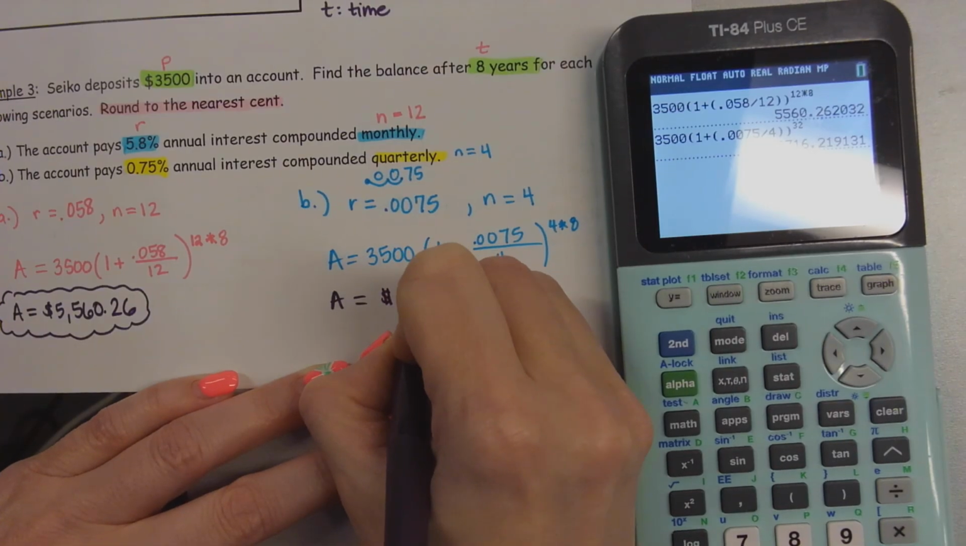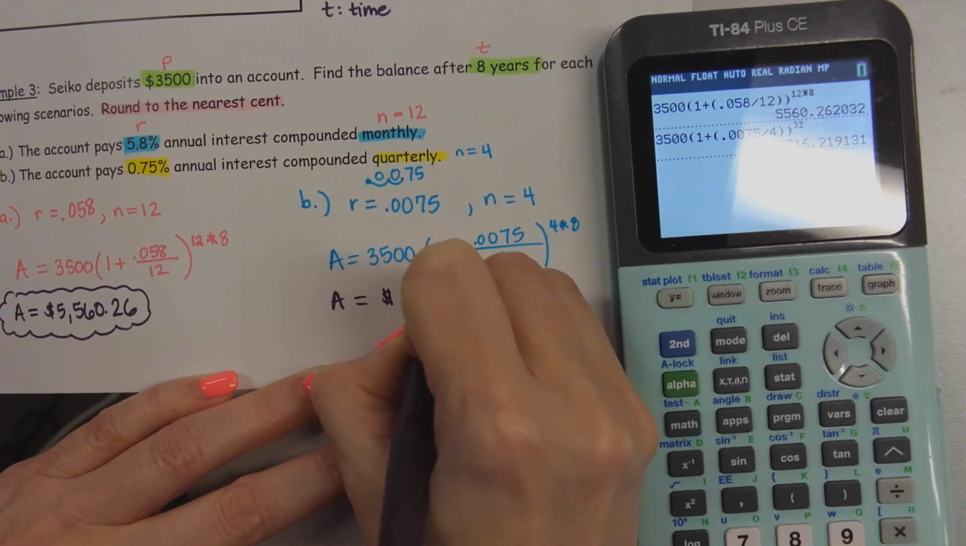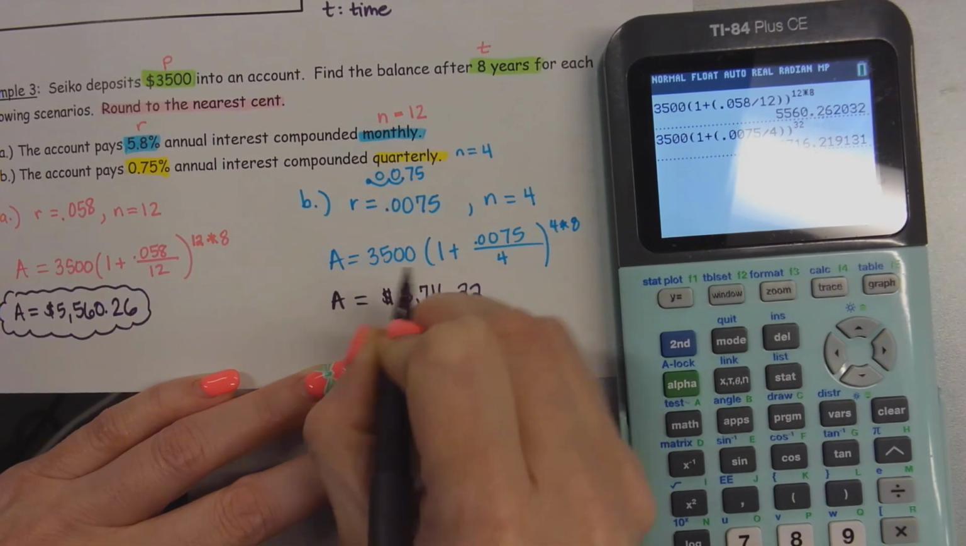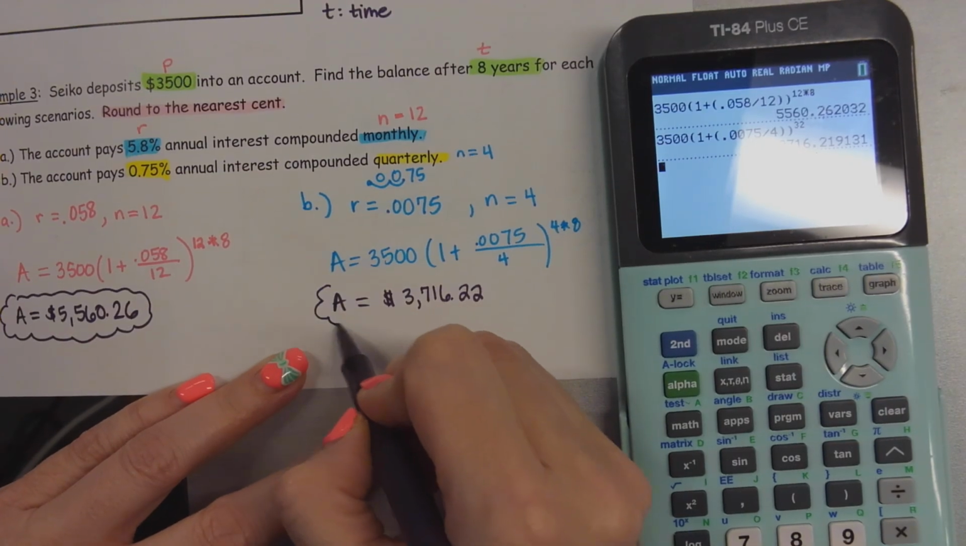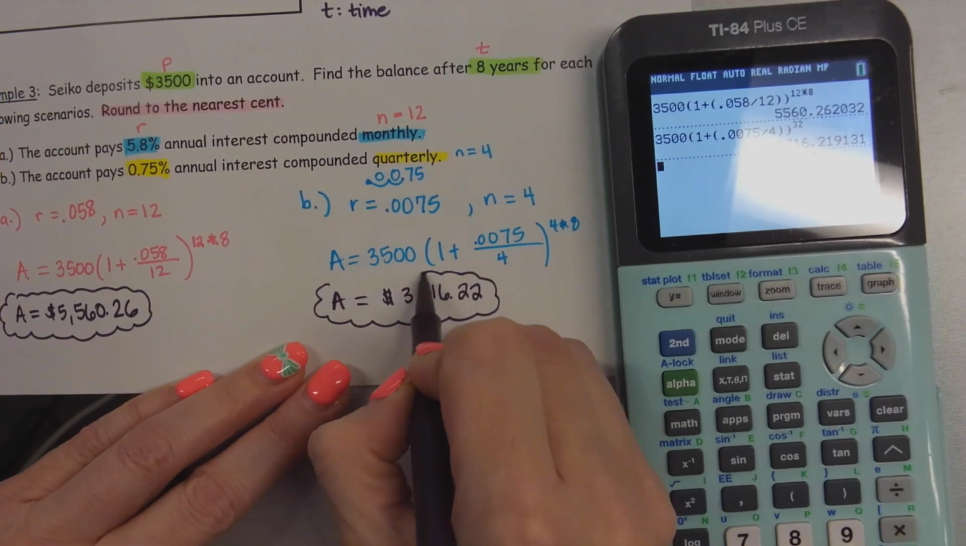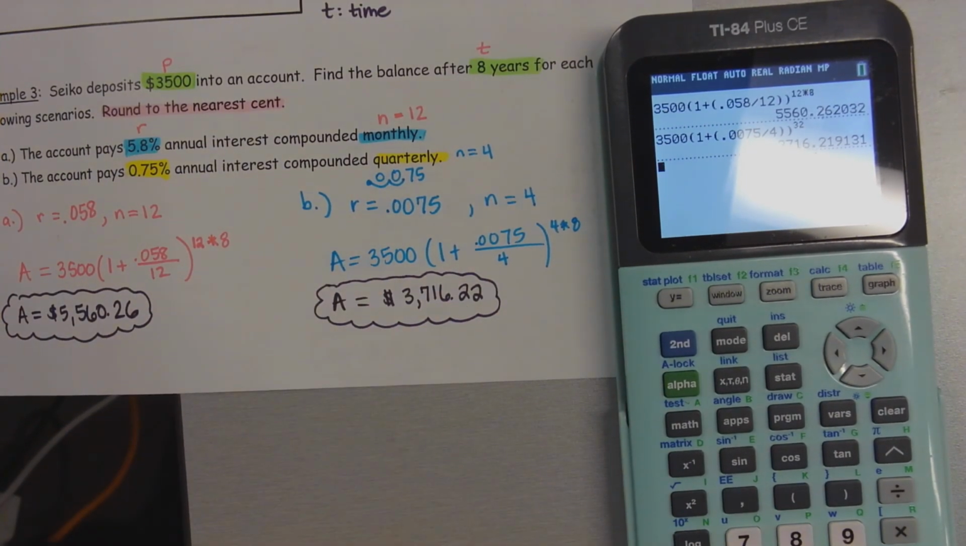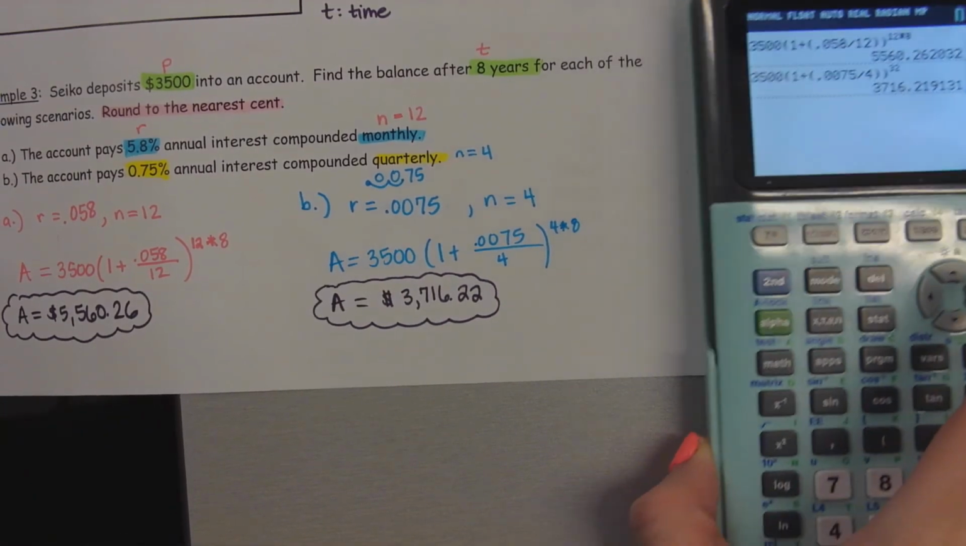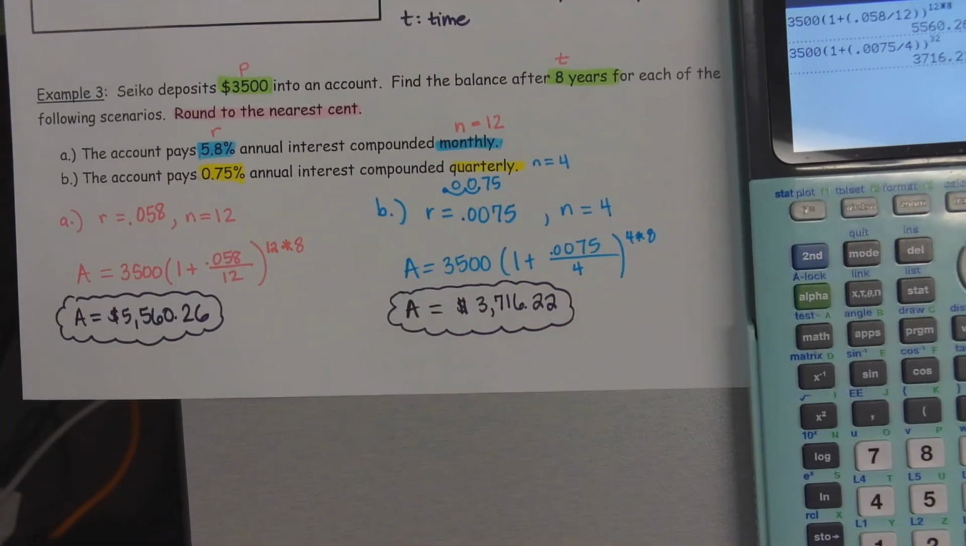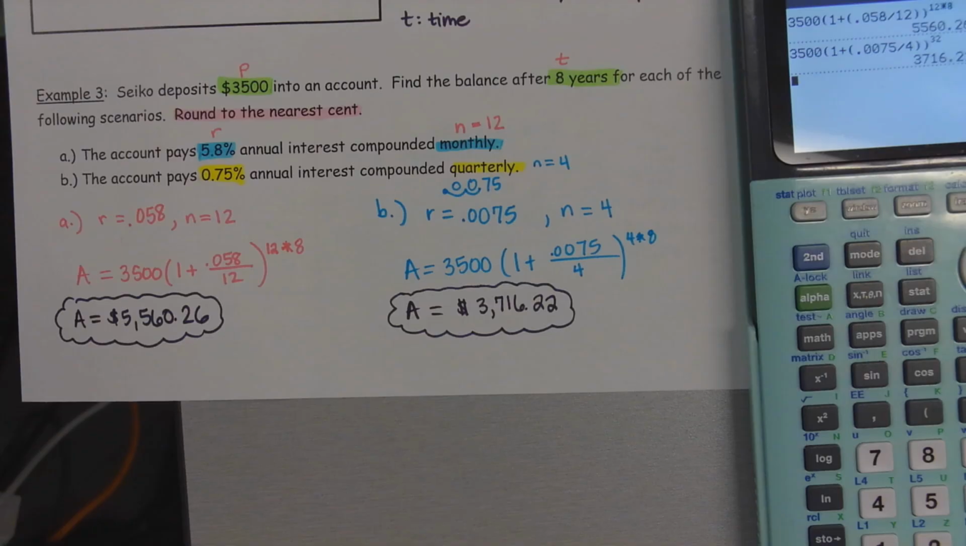This one did not grow as much as the other one, but that makes sense. Which one had the greater interest rate? Part A. It was also compounded more frequently. The more frequently it's compounded, the better it is for the return on your investment.